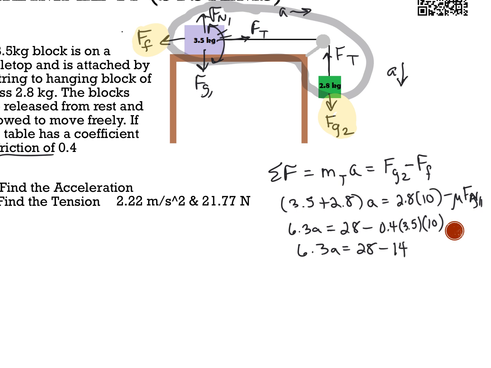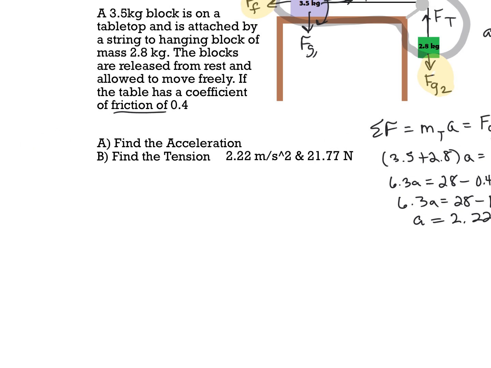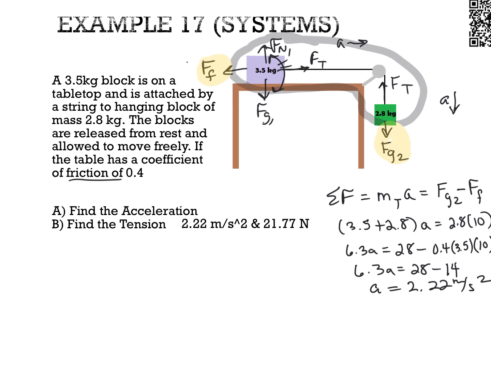So we end up with an acceleration that is approximately 2.22 meters per second squared. Okay, so now that we know that, we're trying to find the tension, we can just do one of these. I'm going to choose to pick this guy because it's the easiest.